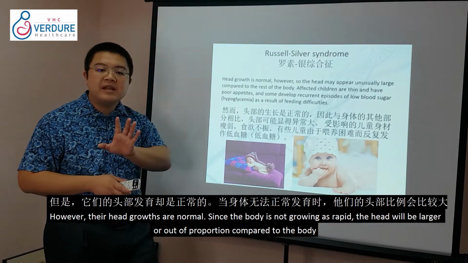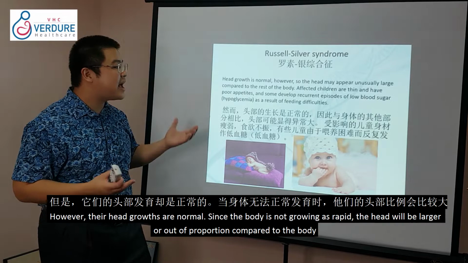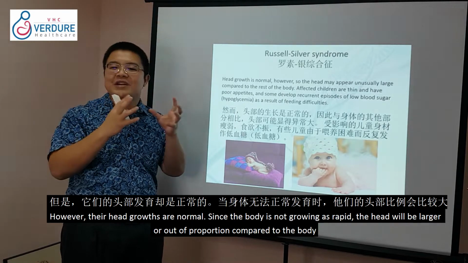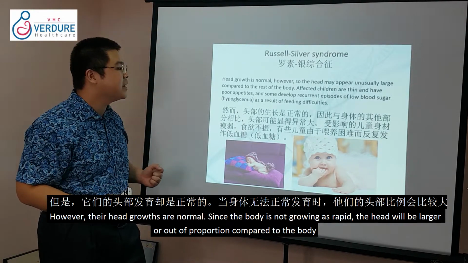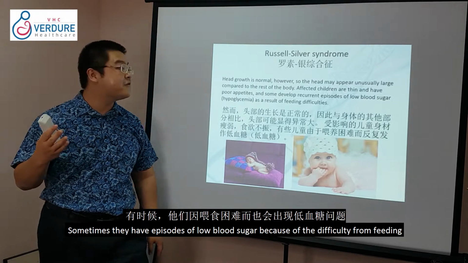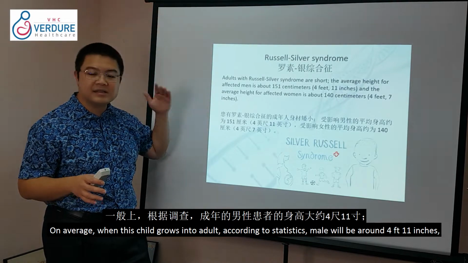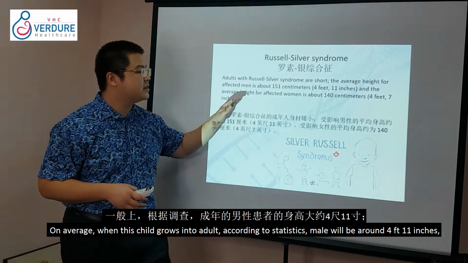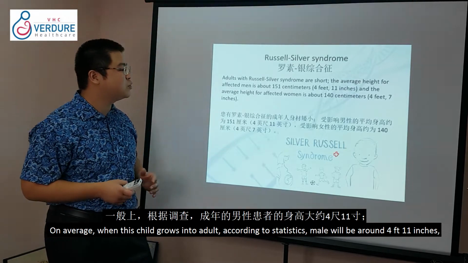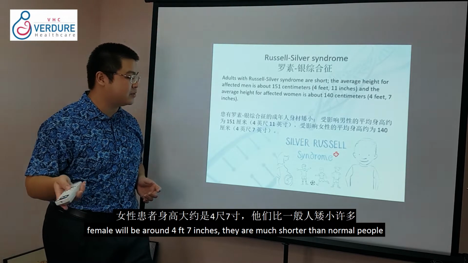One thing that is very worthwhile noting is that the head growth is actually normal. Because the body is not growing as much, the head might be a little bit large and out of proportion compared to the rest of the body. Sometimes they have episodes of low blood sugar because of difficulties with feeding. On average, when this child grows into an adult, according to statistics, males will be about 4 feet 11 inches, and females around 4 feet 7 inches. So they are much shorter than normal people.